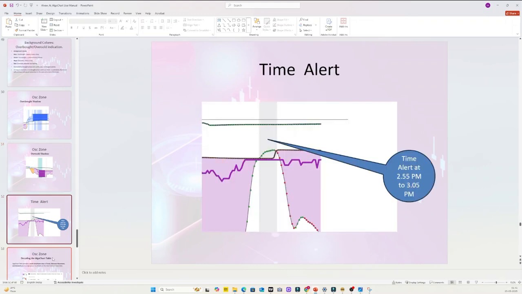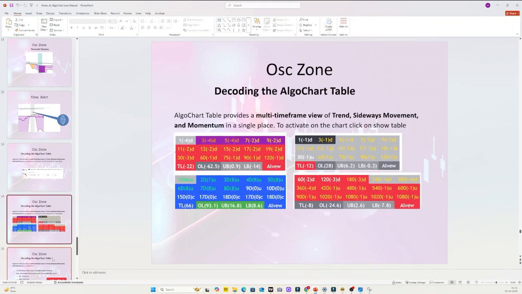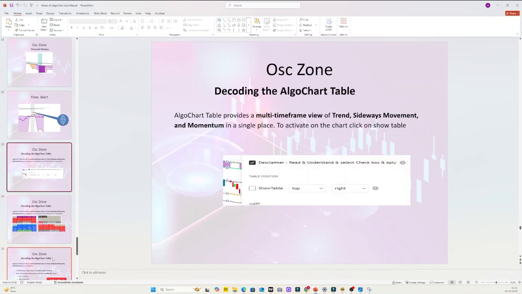Then we have the time alert. If you want a specific alert for a particular time when you should pay attention to the chart, either to leave the trade or to prepare for the next trade, this alert is here. Now from here we will start decoding the algo chart table, which we will discuss in the next video.